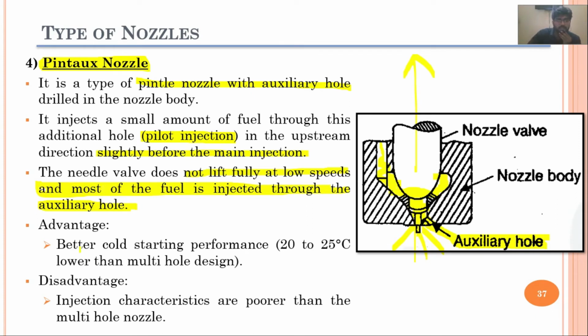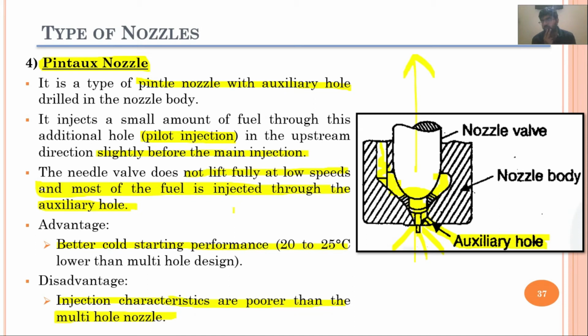So what are the advantages? It will give better starting performance. And what are the disadvantages? Injection characteristics are poorer than the multi-hole nozzle. So we can conclude that when we compare a single hole nozzle and a pintle nozzle, pintle nozzles are more reliable. And when we compare the multi-hole nozzle and the pintle nozzle, multi-hole nozzles are more reliable. But the pintle nozzle gives an advantage of better cold starting performance.